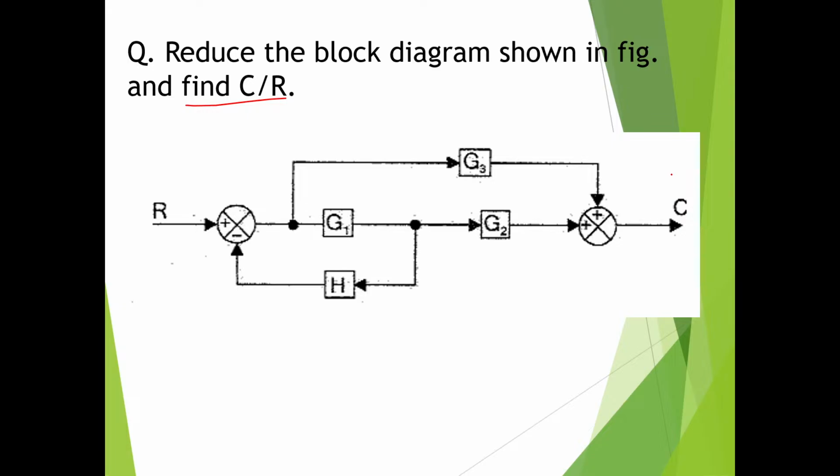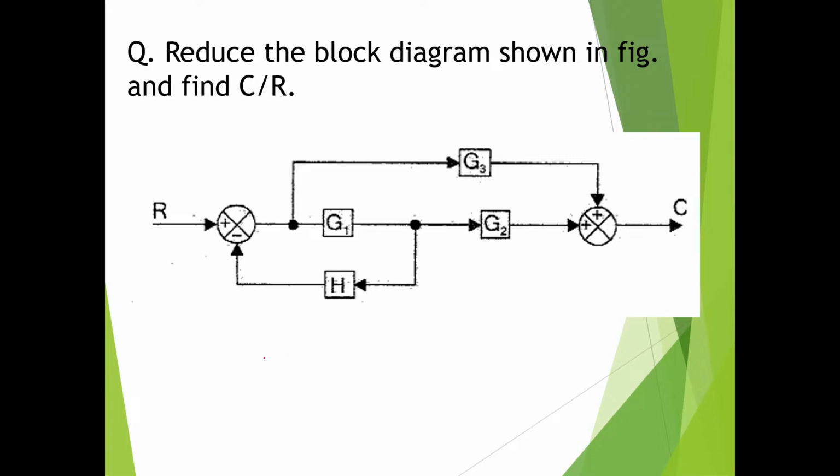We have to find the ratio of output by input in Laplace form. That is the transfer function. Even if they mention C by R, meaning they haven't mentioned C of S by R of S, it is understood. Of course, at last we won't write C of S and R of S, but it is understood that C is C of S and R is R of S.